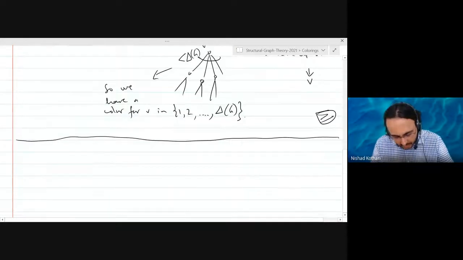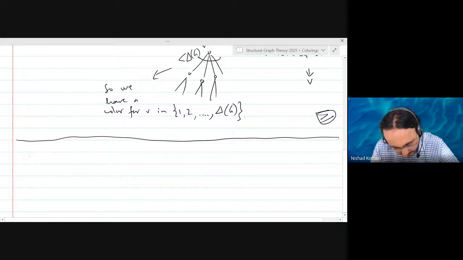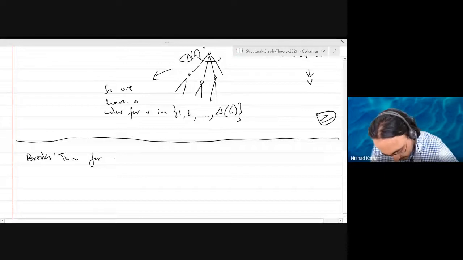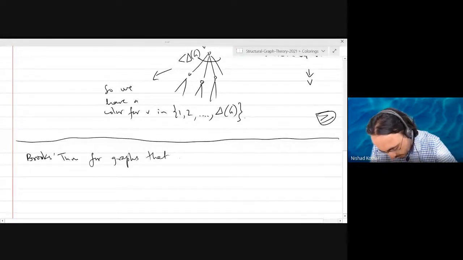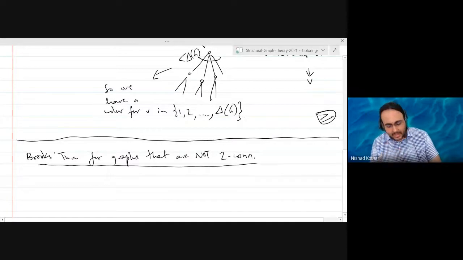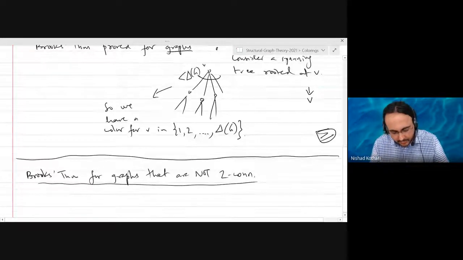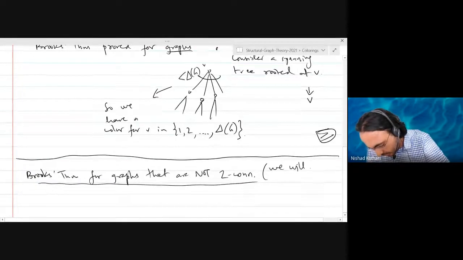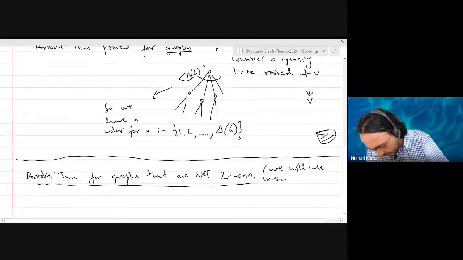So now I want to use this to make another observation. We can also prove Brooks theorem for graphs that are not 2-connected. So now let's consider proving Brooks theorem for graphs that are not 2-connected. And what we will do is make use of the fact that we already can prove Brooks theorem for graphs that are not regular. So we will use the non-regular case here.